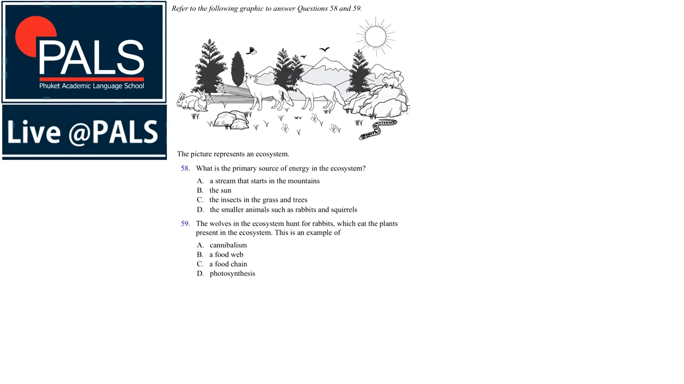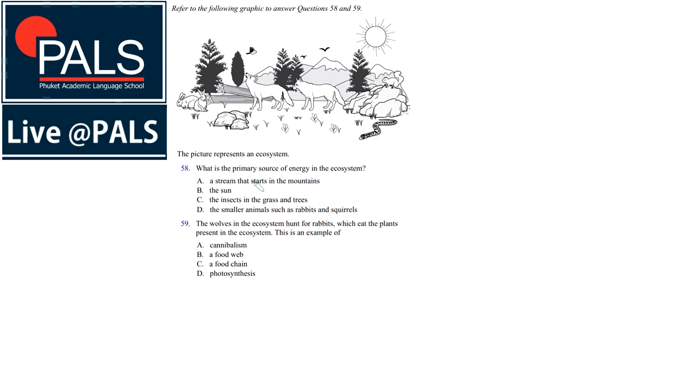Refer to the following graphic to answer question 58 and 59. The picture represents an ecosystem. Trees, mountains, animals, grass, snake, squirrel, some wolves, some rabbits. What is the primary producer of energy in the ecosystem?